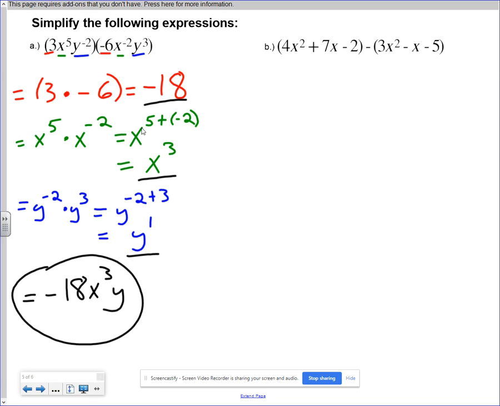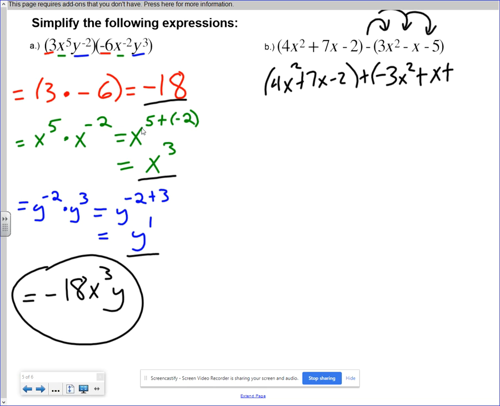For this last expression over here, we have the quantity 4x squared plus 7x minus 2, minus the quantity 3x squared minus x minus 5. So let's go ahead and distribute this minus sign through first. When we distribute it to our 3x squared, it'll become minus 3x squared, and we flip our term in the middle to make it positive. When we distribute it to our minus x, it'll become plus x. And when we distribute it to our minus 5, it'll become plus 5.